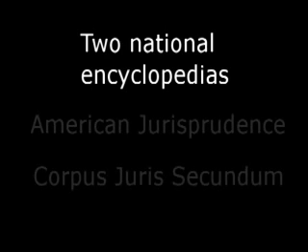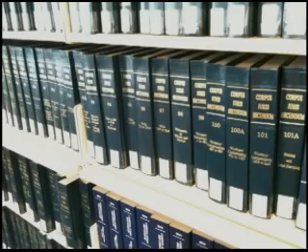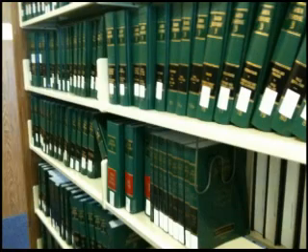First, let's look at encyclopedias. We have 2 national encyclopedias. These include American Jurisprudence and Corpus Juris Secundum. Here are some pictures. Corpus Juris Secundum, also called CJS, and American Jurisprudence.